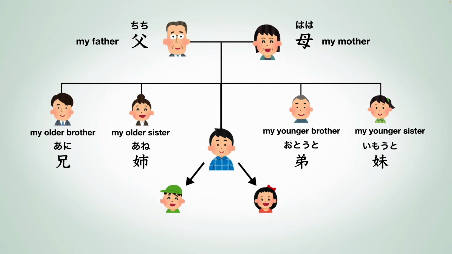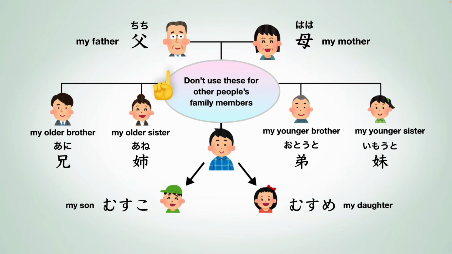My younger brother, 弟. My younger sister, 妹. My son, 息子. My daughter, 娘. Again, be careful not to use these terms when referring to other people's family members.